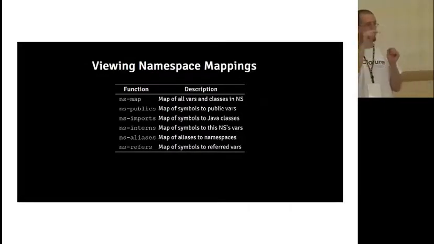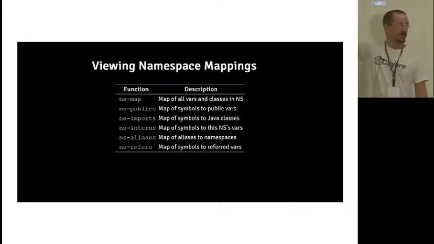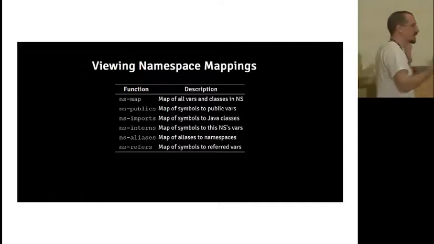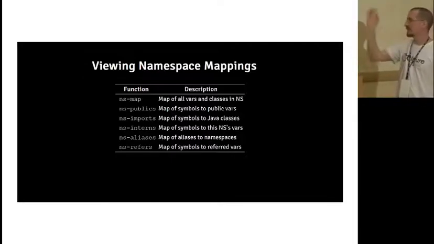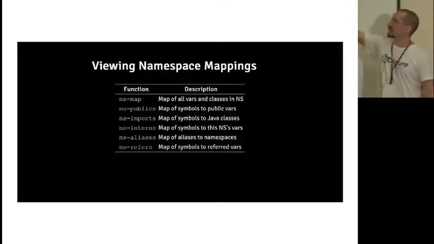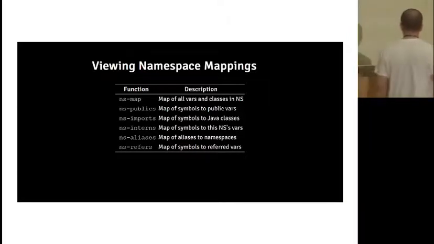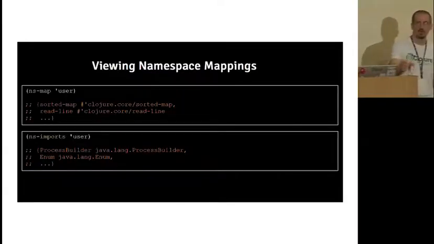Now, so I say import java.io.File. Now the symbol File means the class java.io.File. And you can look at that map with ns-imports. You can actually say, show me what the symbols map to. Because that's all it is, a bunch of maps. And similarly, we have interns, where the distinctions aren't super critical, but aliases, we saw this one, right? And refers, which we'll talk about in a little bit. Okay?